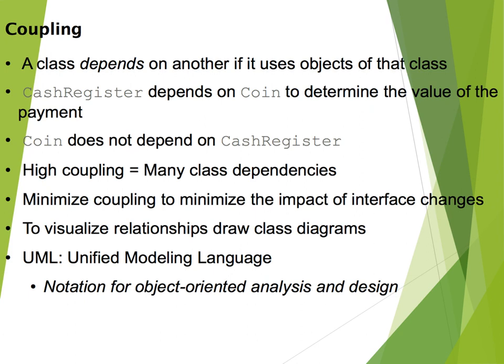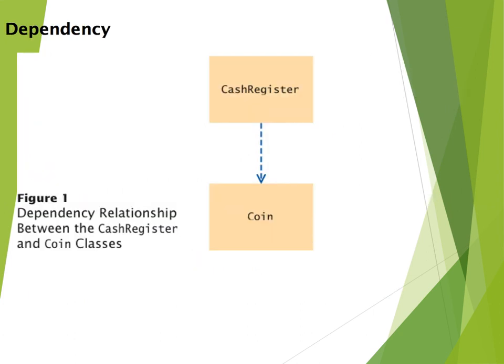So it's better to minimize coupling. To visualize the relationship between classes, we draw different diagrams. One of them, which is very popular, is UML, Unified Modeling Language. Actually, UML is not a diagram, it's a notation for object oriented analysis and design. So we use UML notation to draw class diagrams and visualize the relationship between classes.